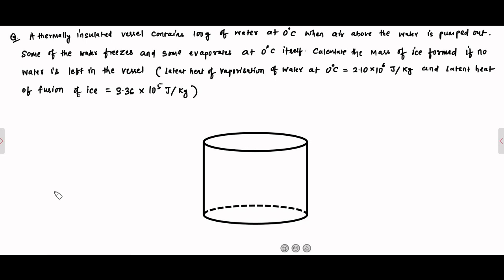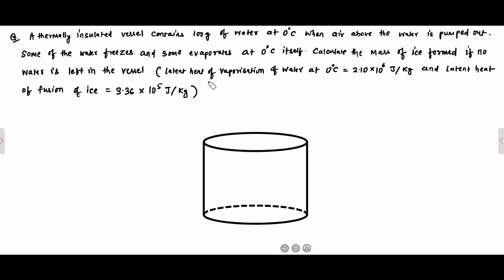So some information is given. The latent heat of vaporization of water at 0 degrees Celsius is 2.1 into 10 to the power 6 joule per kg, and the latent heat of fusion of ice is 3.36 into 10 to the power 5 joule per kg.